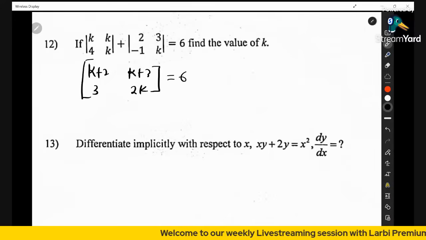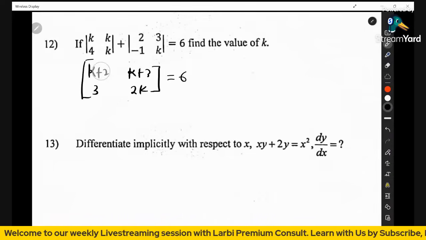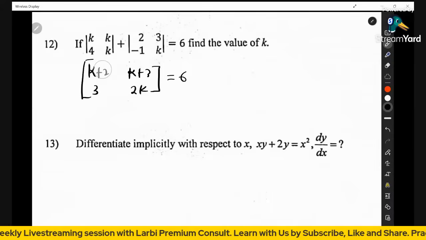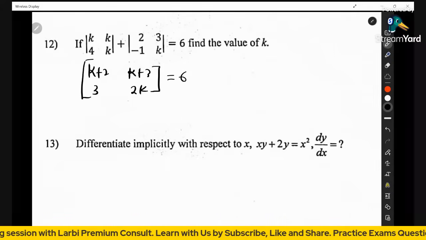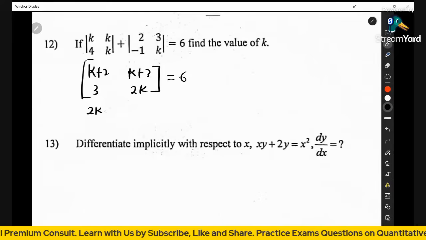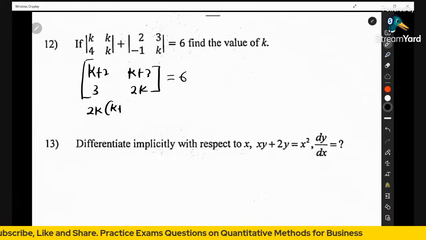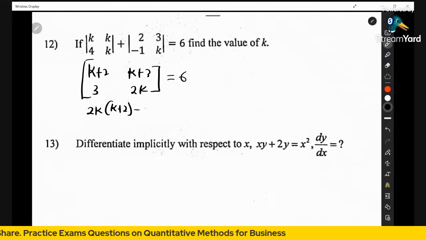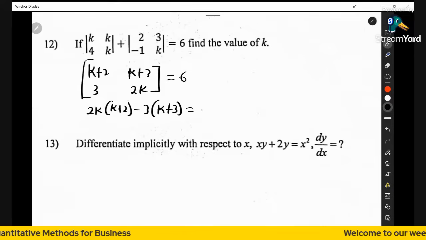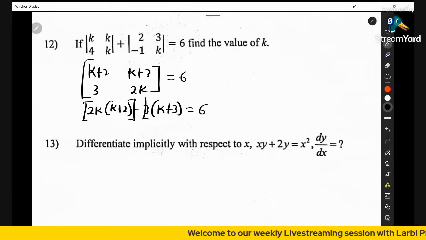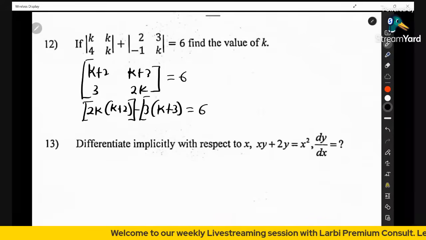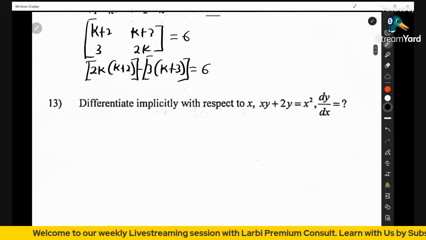Meaning that here is the determinant of this matrix. So to find the determinant of a 2 by 2 matrix, all that I want to do is multiply the downward arrows, compare that to the upward arrows. So we'll have 2k into bracket k plus 2. And then compare that to 3 into bracket k plus 3, and all should be equal to 6.